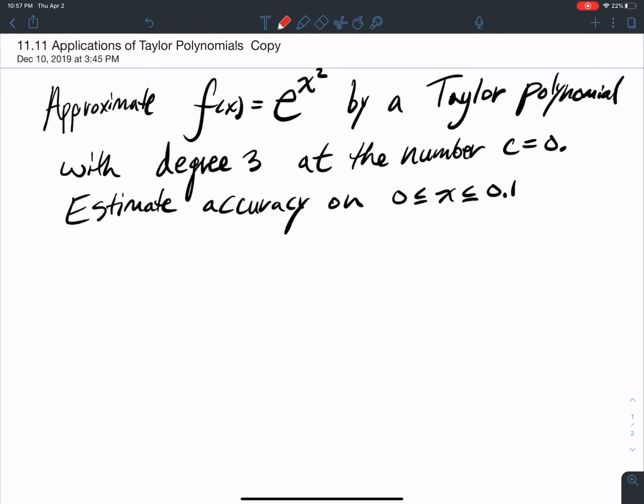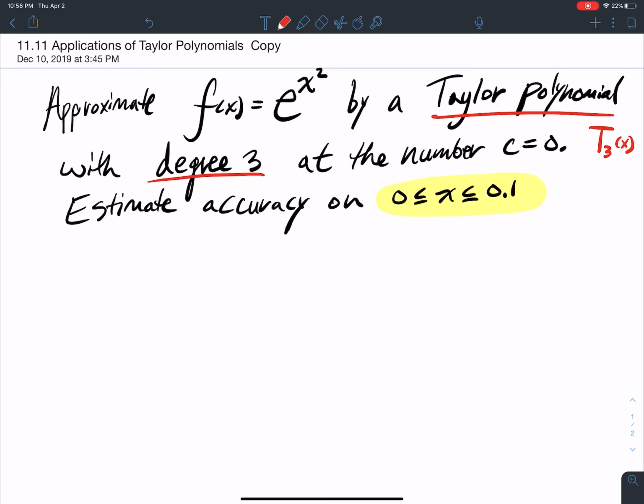So we're ending with a Taylor polynomial. I want to approximate f of x equal to e to the x squared by a Taylor polynomial with degree 3. So this is a T3 of x, okay? At the number c equal to 0, so this is a Maclaurin, centered at c equal to 0. Estimate with accuracy x between 0 and 0.1. All right, so I want to see how accurate it is on that interval.